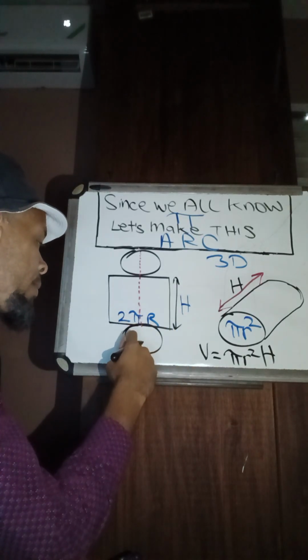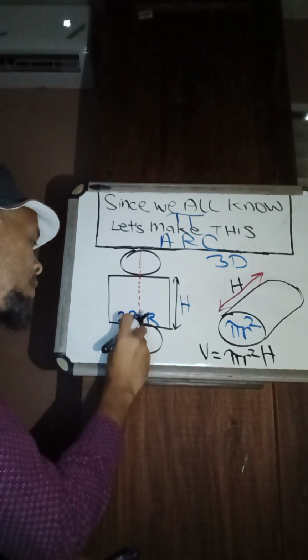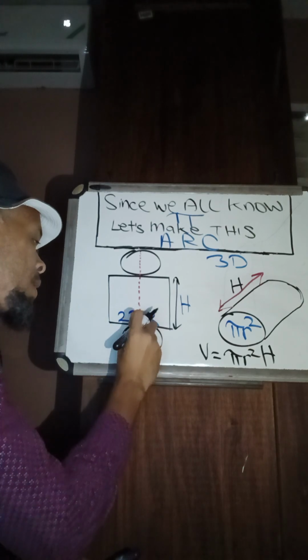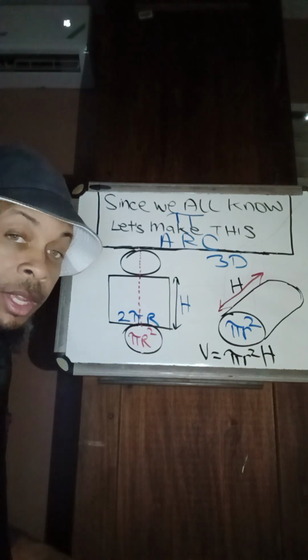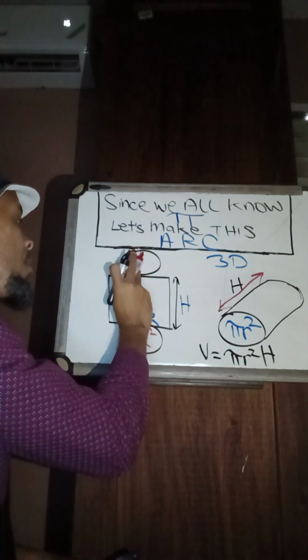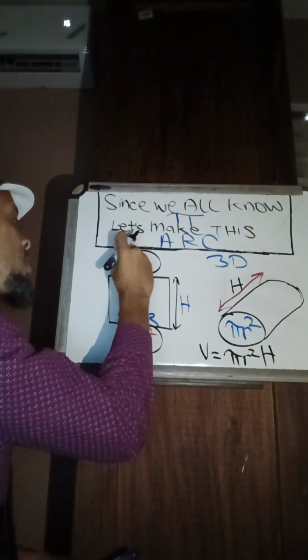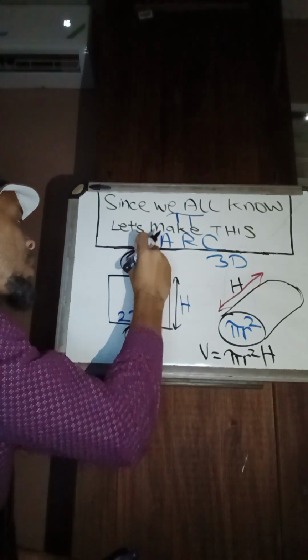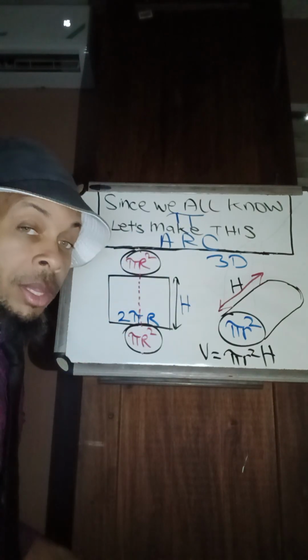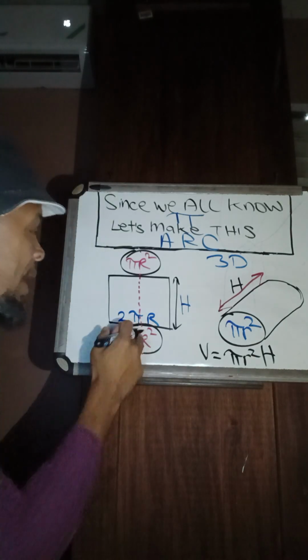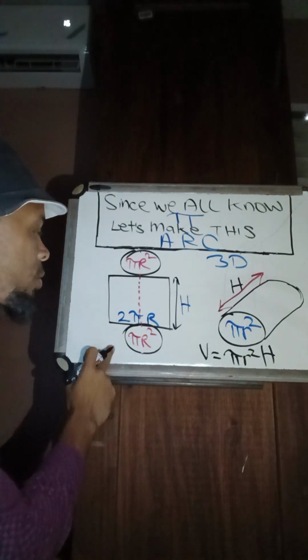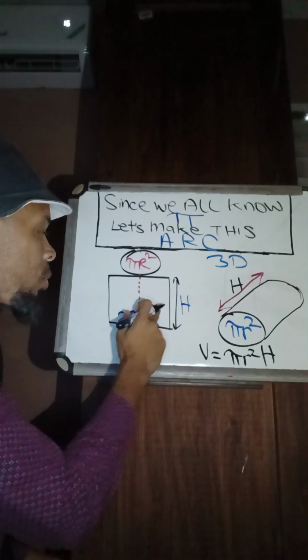Well, the area of one circle is pi r squared, and the area of another circle is also pi r squared. You add both of them, you end up with 2 pi r squared plus 2 pi r h.